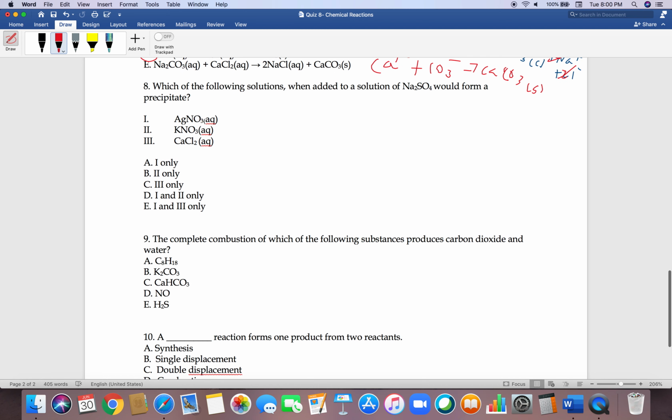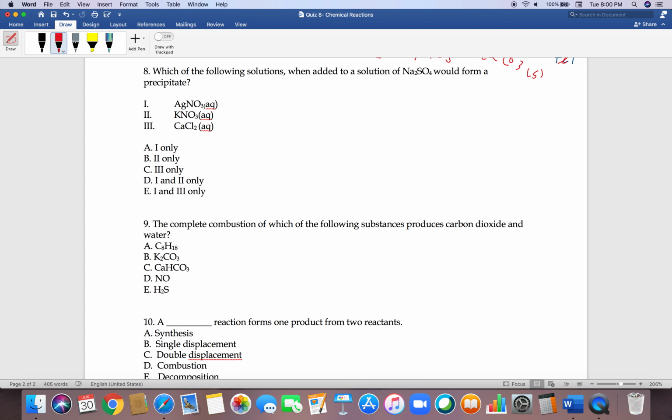Number 8 asks which of the following solutions, when added to a solution of sodium sulfate, would form a precipitate. So we are going to see when silver, potassium, and calcium are added to the sulfate, remember, because it's a double displacement reaction, 2 things are going to swap partners, so these cations are going to form with sulfate. Would they form a precipitate? So you're going to look at your solubility table.